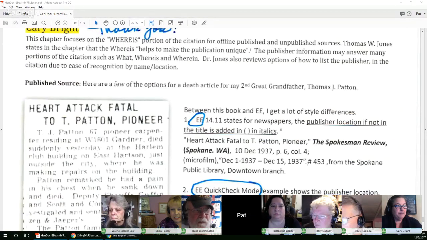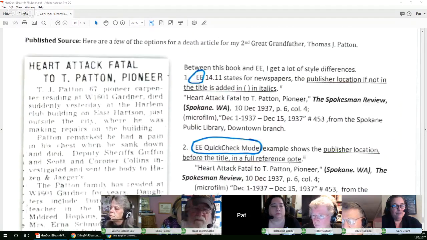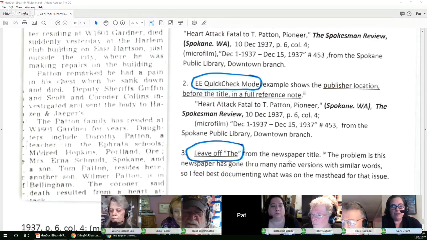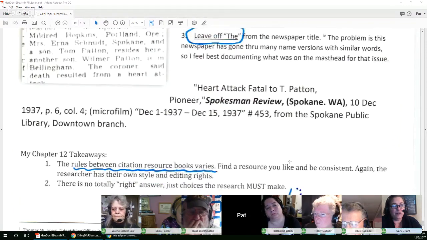And in your homework, I like that you went through and said, you know, you're getting lost with a lot of differences in style. Correct. It says this in EE for newspapers. The quick check model shows the publisher location before the title. And then there's the concept of, do we even use the word "the" in the citation if it's called the Spokesman Review? Right. The book had a big aha moment in that there's 9 different versions of how you could list a newspaper. So that's why I went to Elizabeth Shown Mills' book, Evidence Explained, to see, well, how many takes would she have on it?